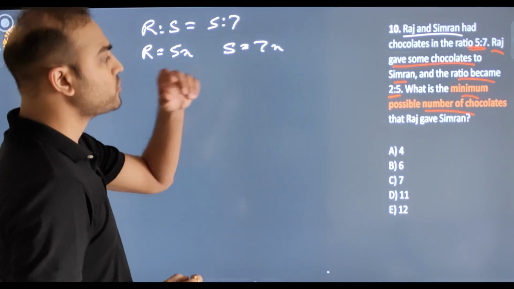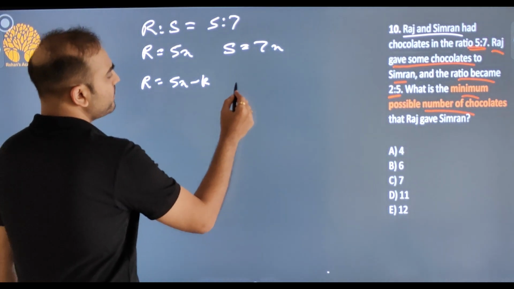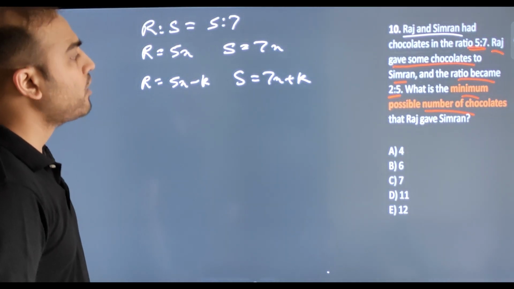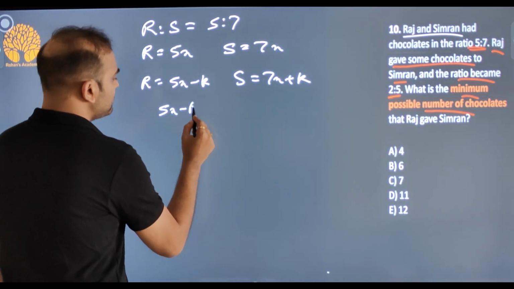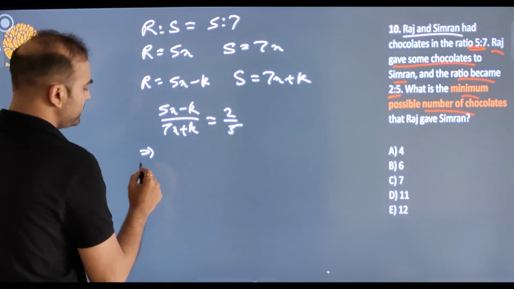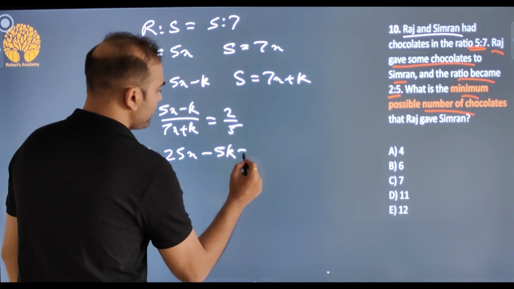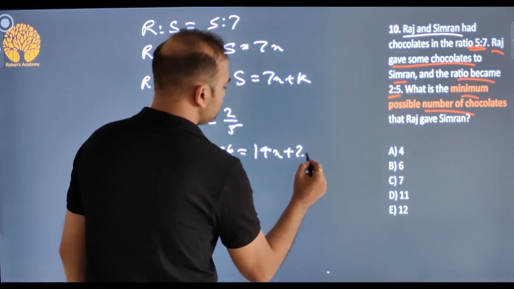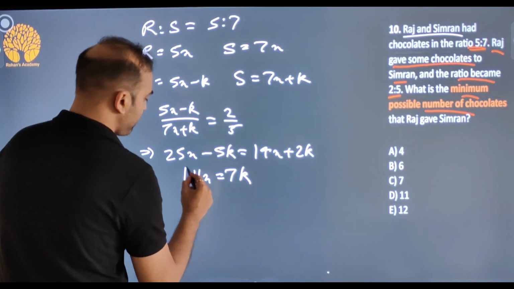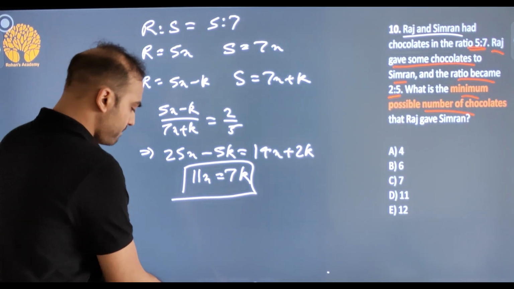Raj gave some chocolates to Simran. So say he gave k. Raj will now have 5x minus k. Simran got k more, so 7x plus k. Now the ratio becomes 2:5. So (5x minus k) over (7x plus k) is 2 by 5. Let's simply solve this. We have 25x minus 5k is equal to 14x plus 2k. We get the relationship 11x is equal to 7k.